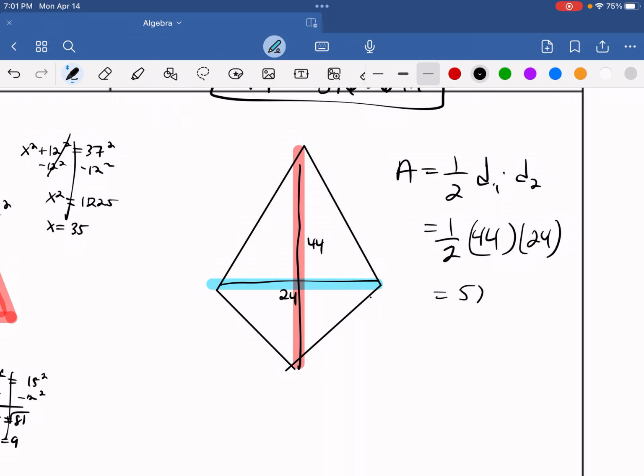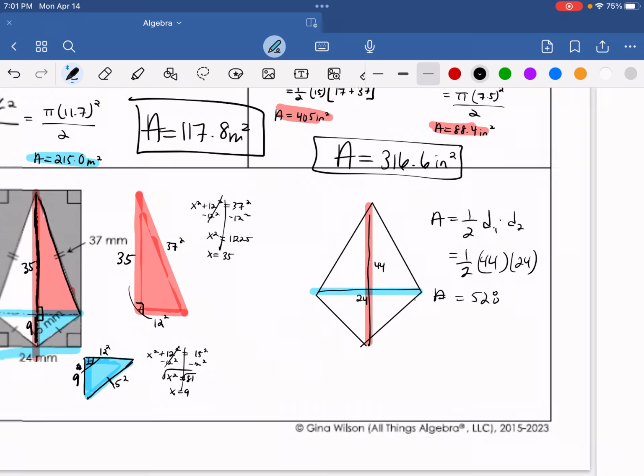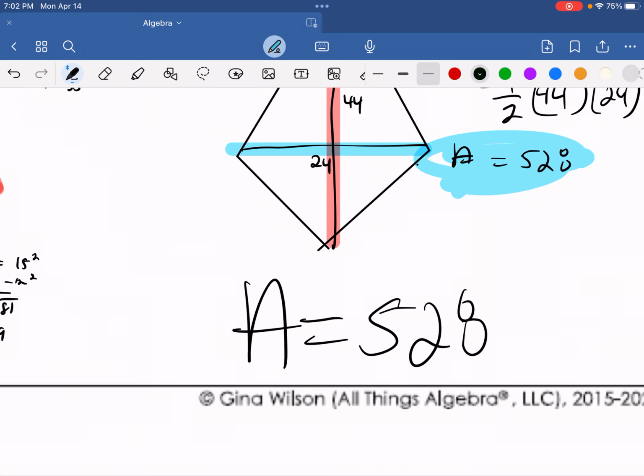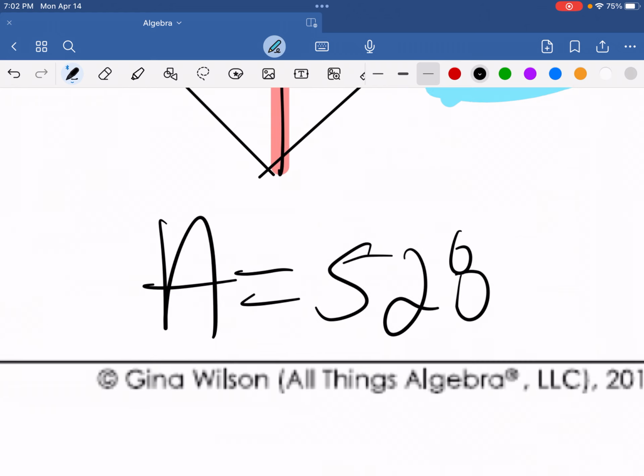And we get 528. And then at the end you subtract them, which it should just be the same answer. 1056 minus 528, and you get 528. So the answer is 528. Okay, when you subtract this one, the area of the rectangle minus the area of the kite, because you want the rectangle minus the white part, we get 528 millimeters squared.